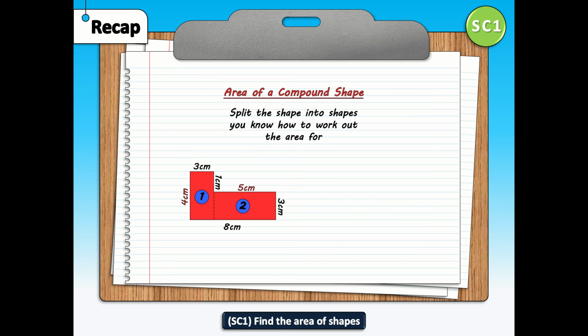And then we can find the area of each of these shapes. So the area of shape 1 will be 3 times 4, so that's 12 centimeters squared. The area of shape 2 is 5 times 3, so that's 15 centimeters squared. So the total area is 27 centimeters squared.